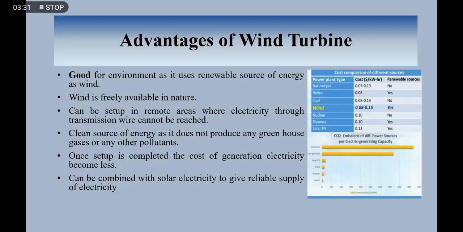First of all, wind is freely available in nature, and can be combined with solar electricity to give a reliable supply of electricity. It is good for the environment as it uses wind, a renewable source of energy. It can be set up in remote areas where electricity through transmission wires cannot reach. It is also a clean source of energy as it does not produce any greenhouse gases or other pollutants. Once it is completed, the cost of generating electricity also decreases.